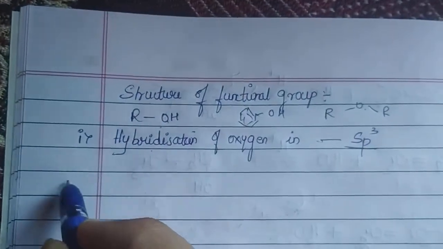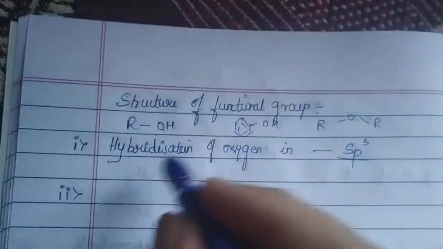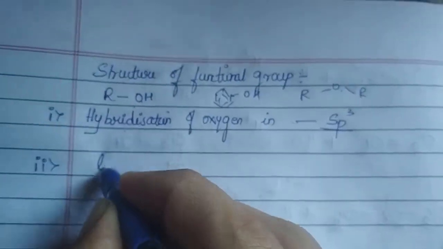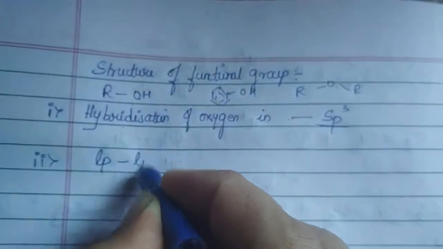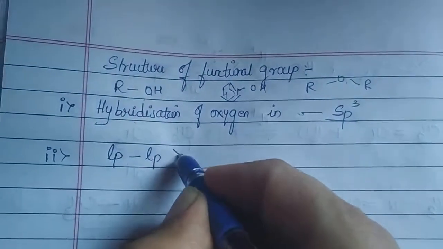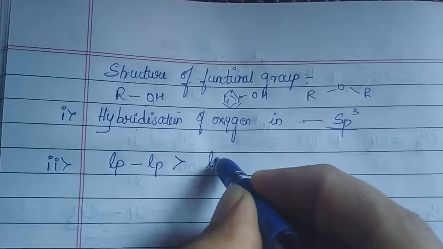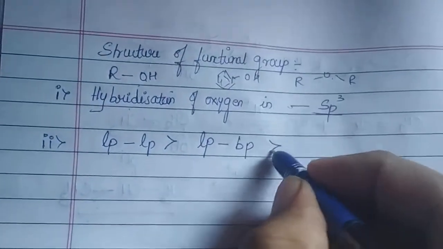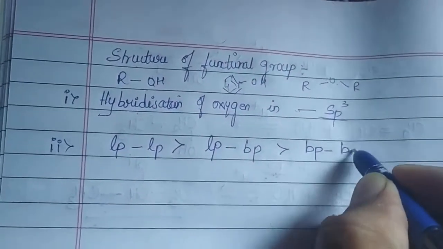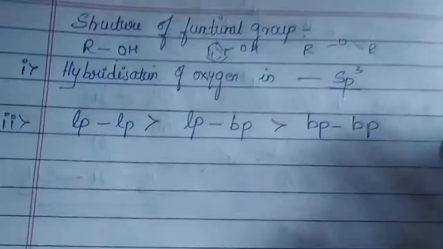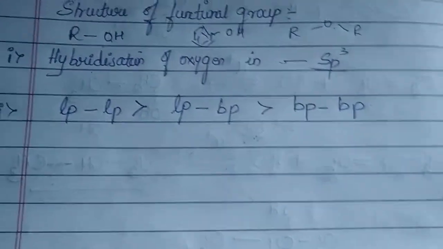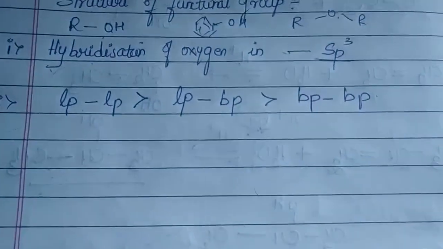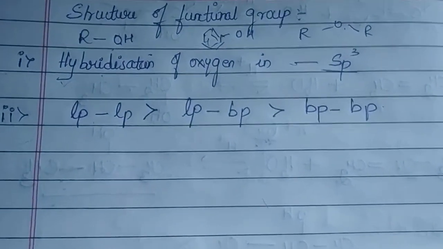And the second most important thing we have to remember is the magnitude of the electron-electron repulsion. That is, the lone pair repulsion is very much higher when compared to the lone pair bond pair repulsion, which is in turn very much higher than your bond pair repulsion. So these two important points have to be remembered whenever we are dealing with the structure of the functional group in your alcohols, in your phenols and in your ethers.